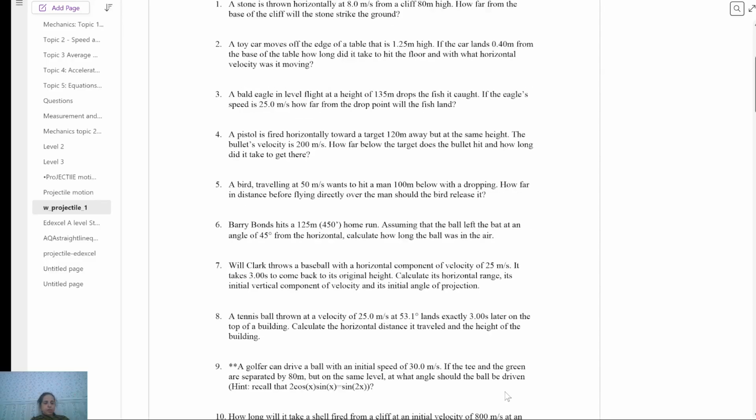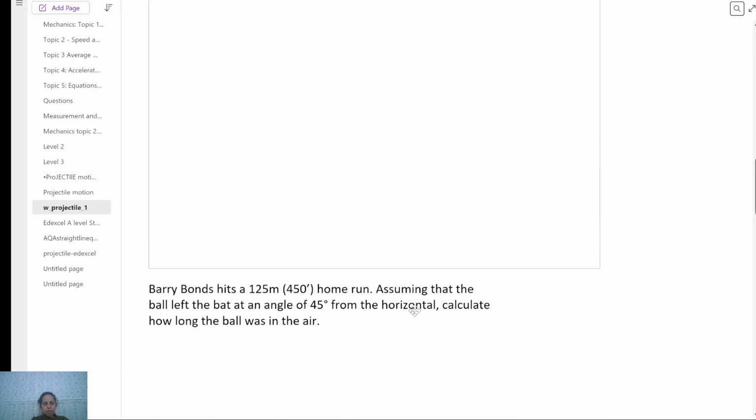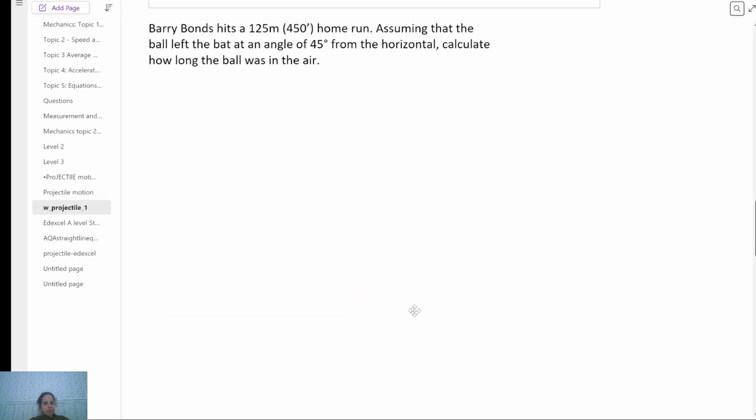So let's just start with, in the meantime, I've cleared my screen, and let's start with the sixth question. I think we were on the sixth one, right? Barry hits a 125-meter long home run, assuming that the ball left the bat at an angle of 45 degrees from the horizontal. Calculate how long the ball was in air. What I've done is I've copied the questions here, so I have a bit of space to write. Now we don't have to erase every time.